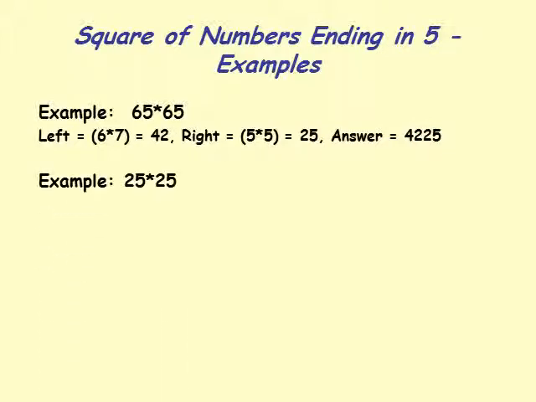Let's do another example here. 25 times 25. On the left is 2 times 3, and right is 25. So 2 times 3 is 6, right is 25, answer is 625.